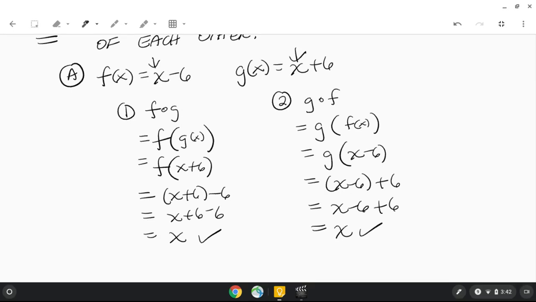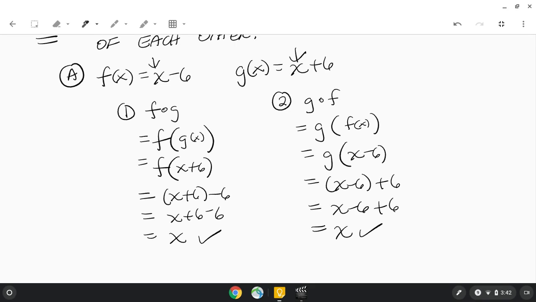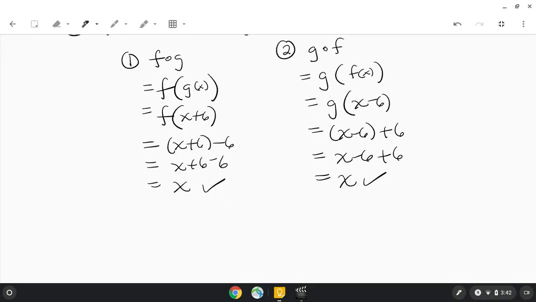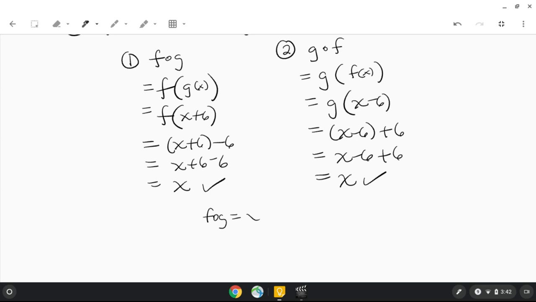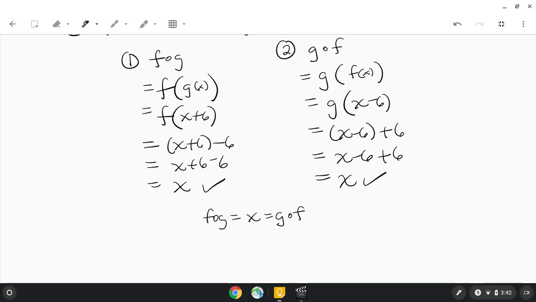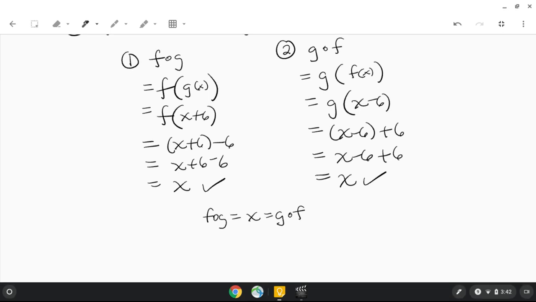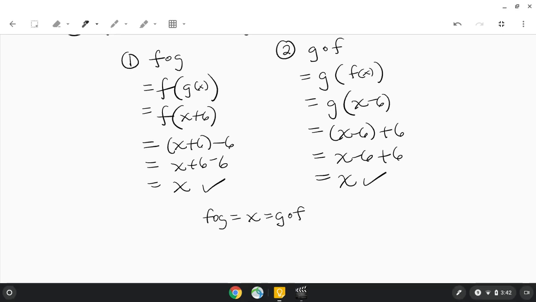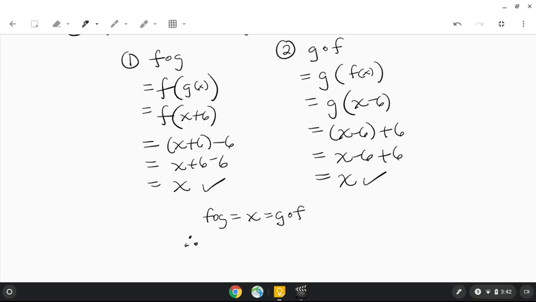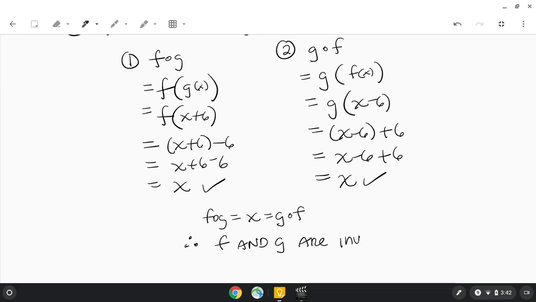So I showed that F circle G equals x, which is the same as G circle F. Therefore, this is the math symbol for therefore, these three little dots. Therefore, F and G are inverses of each other. This is our conclusion.